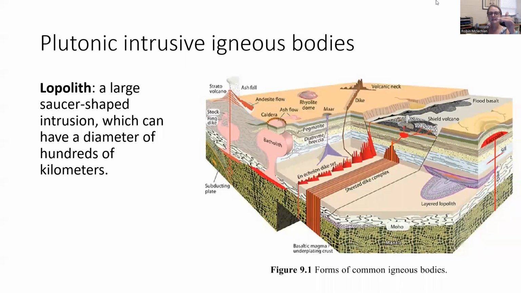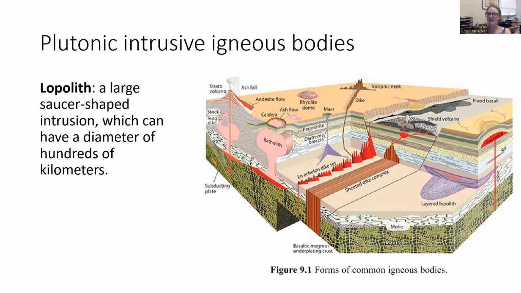All right, next we're going to go a little deeper down into Earth and talk about plutonic intrusive igneous bodies. Remember, plutonic bodies are those that are a little bit deeper in Earth's surface. The first one we're going to talk about is the lopolith. These names are great, right? I love them. So a lopolith is a large saucer-shaped intrusion.